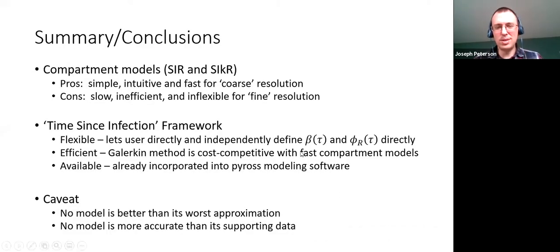All you have to do is define these functions, beta of tau and phi_R of tau, these things that are defining how infectious a person is with increasing age of infection, how likely a person is to recover with increasing age of infection. Those are the only things that you need to define, and they're decoupled from one another, as we've said. The recovery dynamics are decoupled from the transmission dynamics, which is not typically done in most compartment model approaches. The time-since infection model approach is efficient if you use the Galerkin discretization. It is cost competitive, or perhaps even improved in terms of its cost relative to the compartment models.